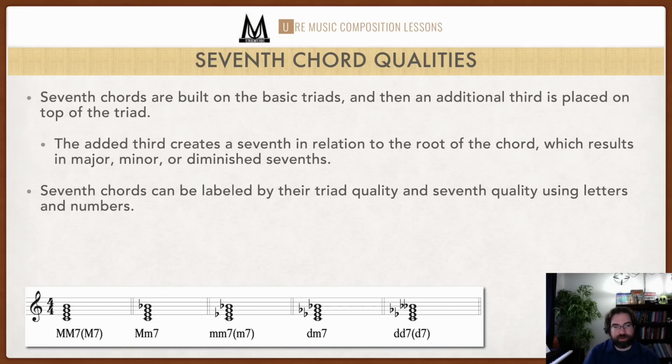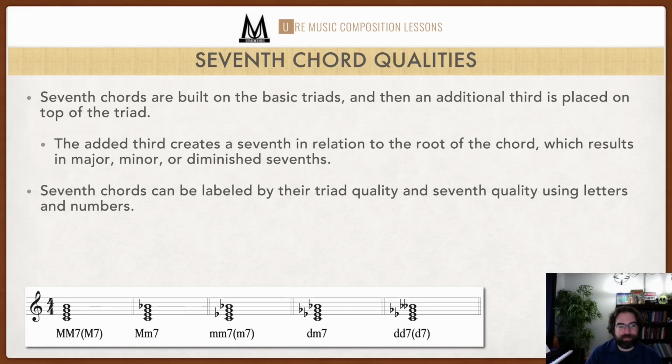So seventh chords are going to be built on your basic triads. If you look at all of these seventh chords here, the first one is just playing the triad, C, E, and G. The second one, C, E, and G. The third one has a minor triad on the bottom. The fourth one has a diminished triad on the bottom. And the fifth one also has a diminished triad. So our seventh chord qualities are based on both the triad and the actual seventh.